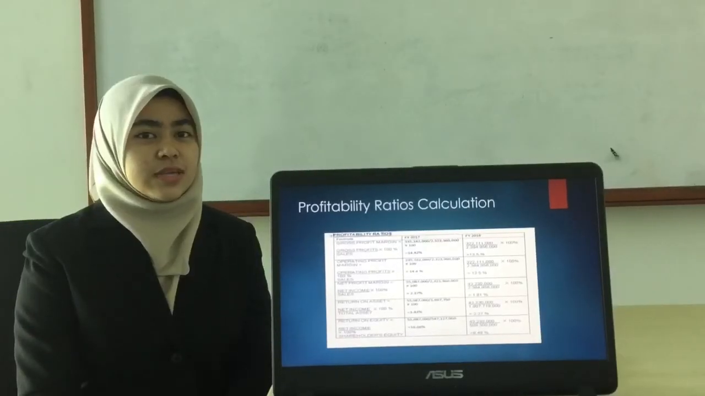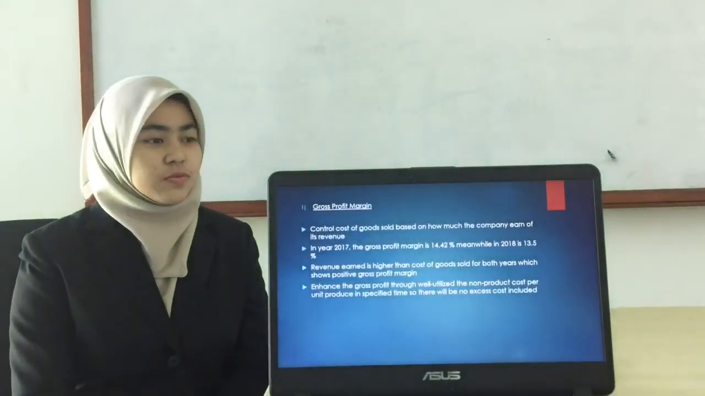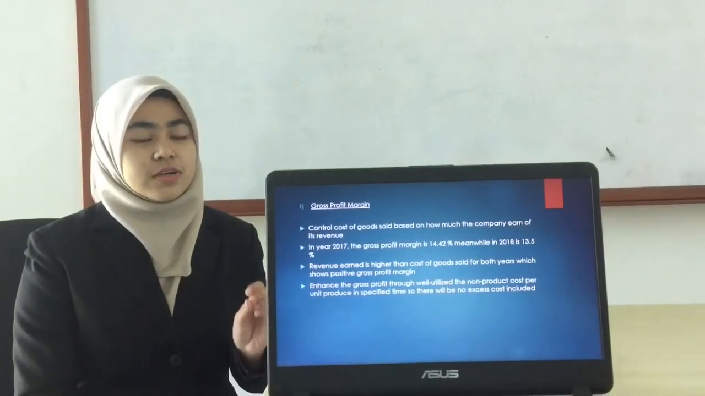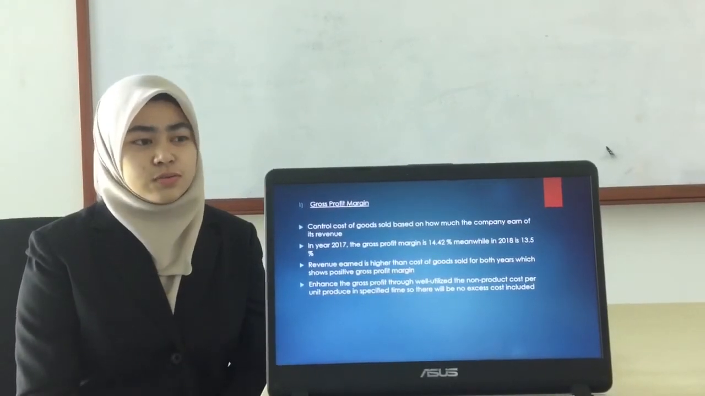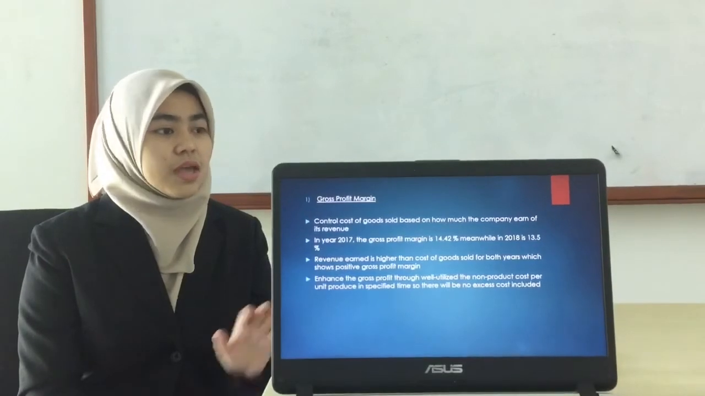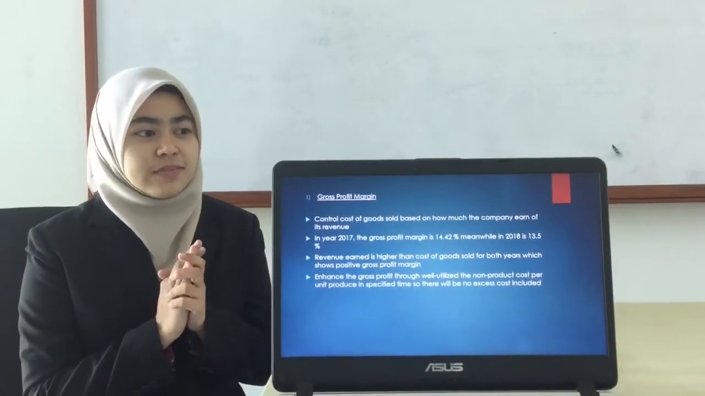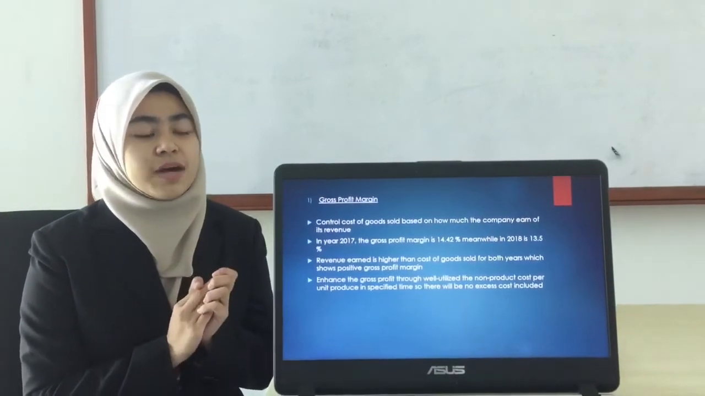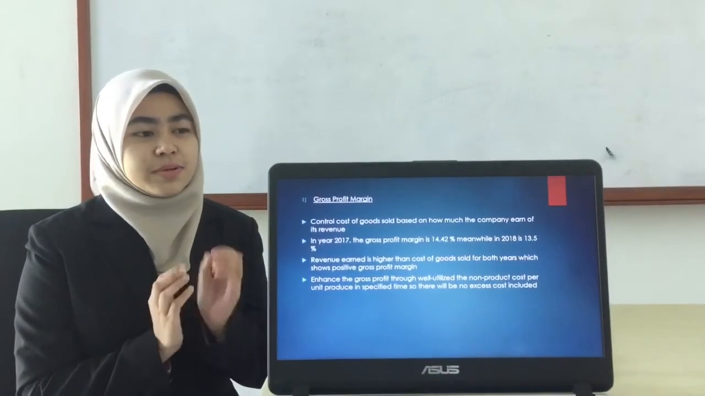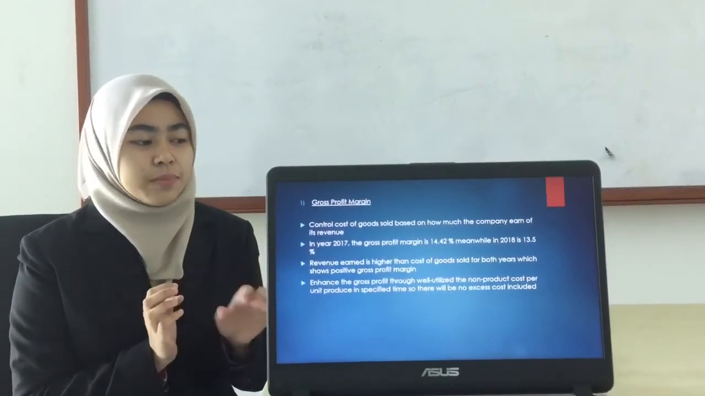The first ratio in the profitability ratio is the gross profit margin. Gross profit margin is a ratio that shows how well the company controls the cost of goods sold relative to how much the company earns from its revenue. For Pharmaniaga, in year 2017, the gross profit margin is about 14.42%. Meanwhile, in 2018 it is about 13.5%.